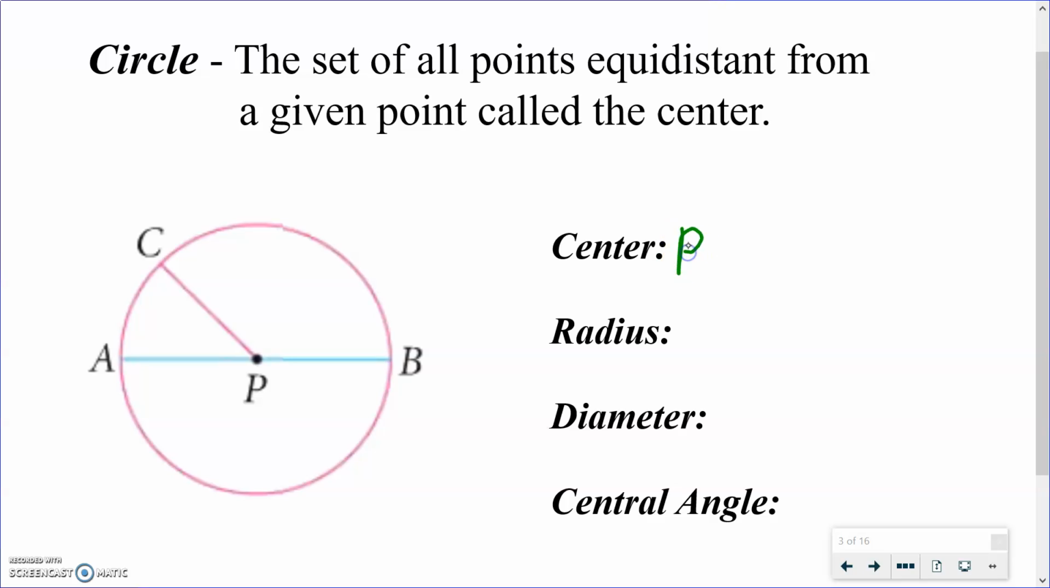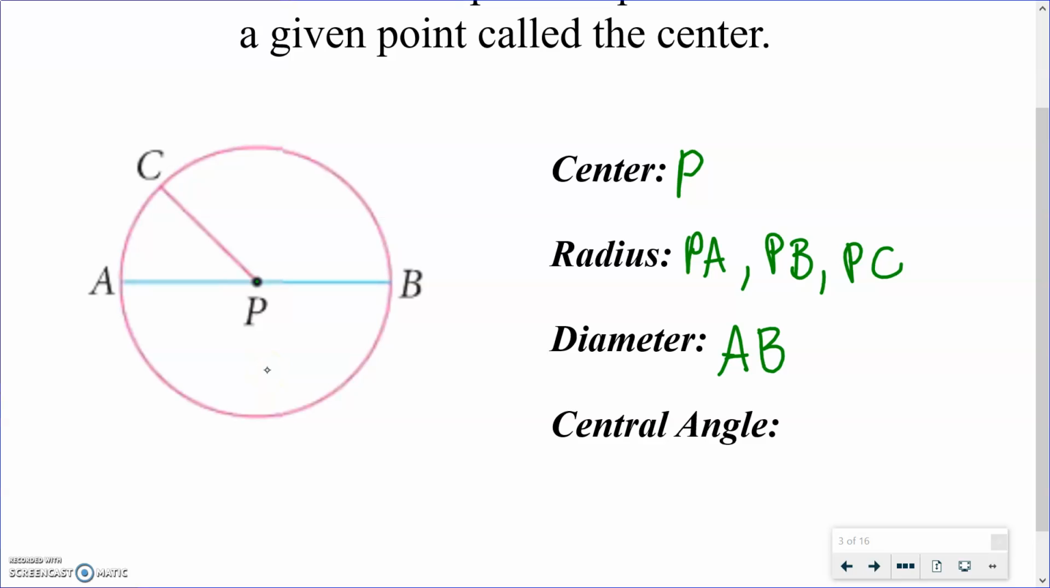Okay, a radius is half of the distance across the circle. In this case, we have a couple different ways. We could call PA the radius, or PB or PC, because they all go from the center point out to the outside. A diameter is all the way across the circle, so the only diameter here has to go through that center point. And then a central angle is an angle that uses that center point as the vertex, so angle APC is a central angle, and angle CPB is also a central angle.